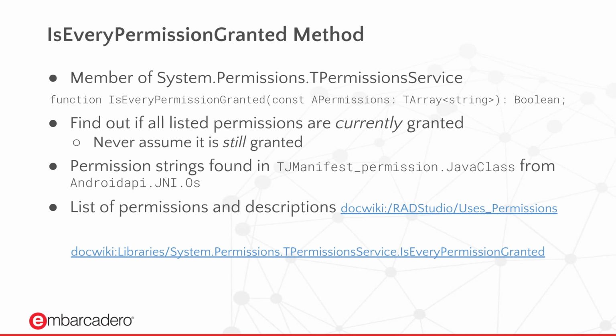Is every permission granted allows you to pass in an array of permissions, and it will tell you if all of those permissions are granted. There's a list that shows you where you can find the permission strings. I mentioned that earlier, just so you know where that is, and then also descriptions.